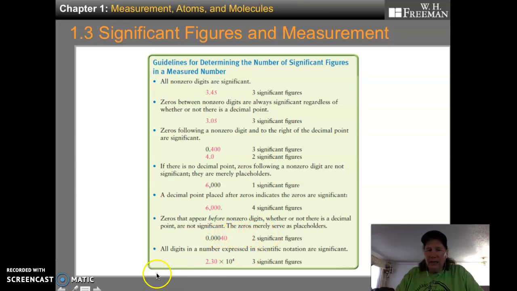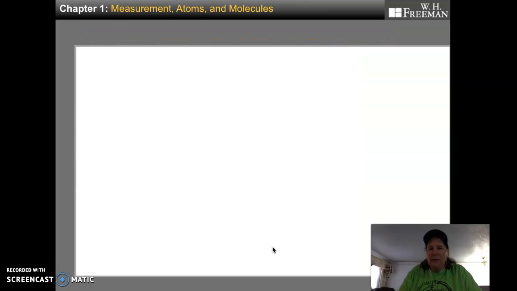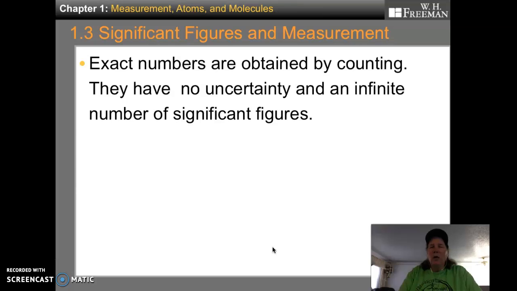On the same thing, when you're talking about scientific notation, those 3 would count. And again, this is in your book. You can read through it again. I know I went through it kind of quick, sorry about that. So when you're doing calculations, the exact numbers are obtained by counting.